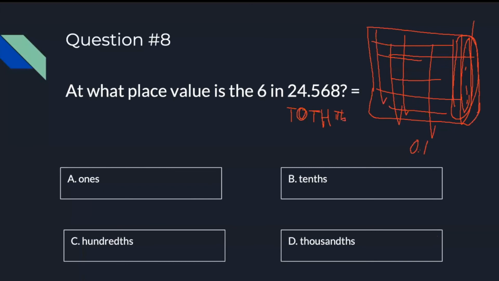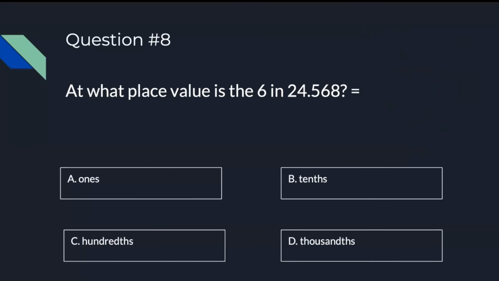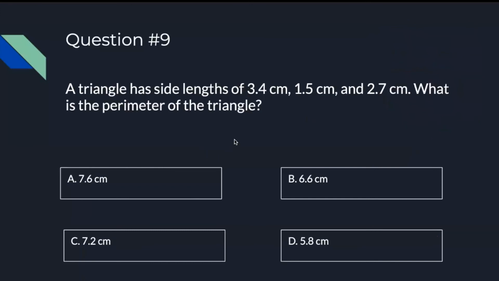Okay, so on to question 9, okay? So this one's more decimals. Ready and begin. So I'll give you guys maybe 2 minutes for this one. The triangle has side lengths 3.4 centimeters, 1.5 centimeters, and 2.7 centimeters. What is the perimeter? Remember, perimeter means all the sides of a shape added up together. The perimeter of the triangle.